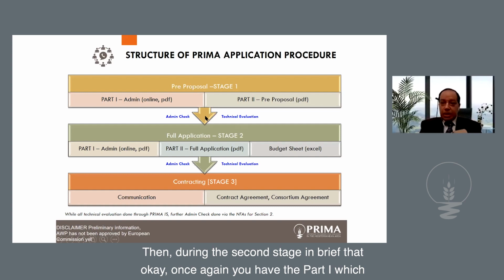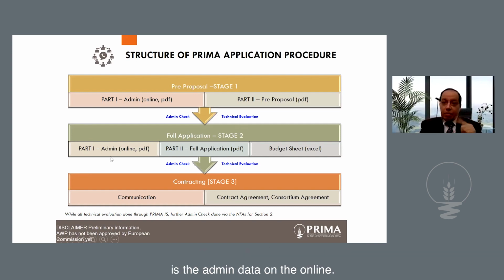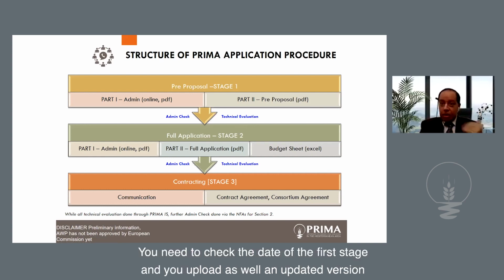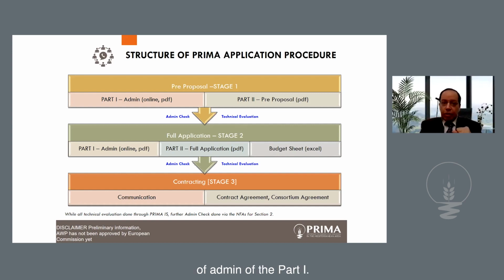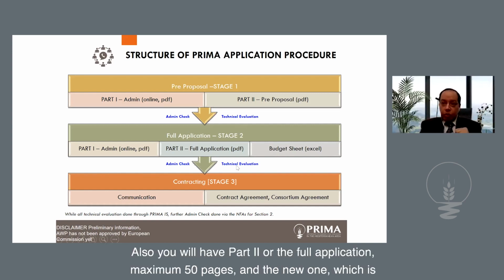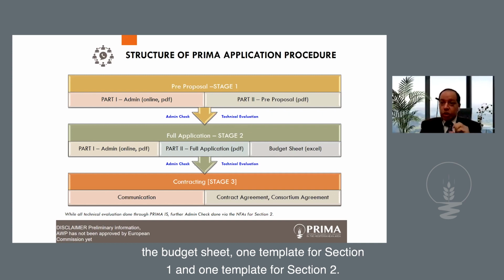Then during the second stage, in brief, once again you have part one, the admin data online. You need to check the data of the first stage, and you upload as well an updated version of the admin part one. Also, you will have part two, the full application, maximum 50 pages, and the new one, which is the budget sheet, one template for section one and one template for section two.